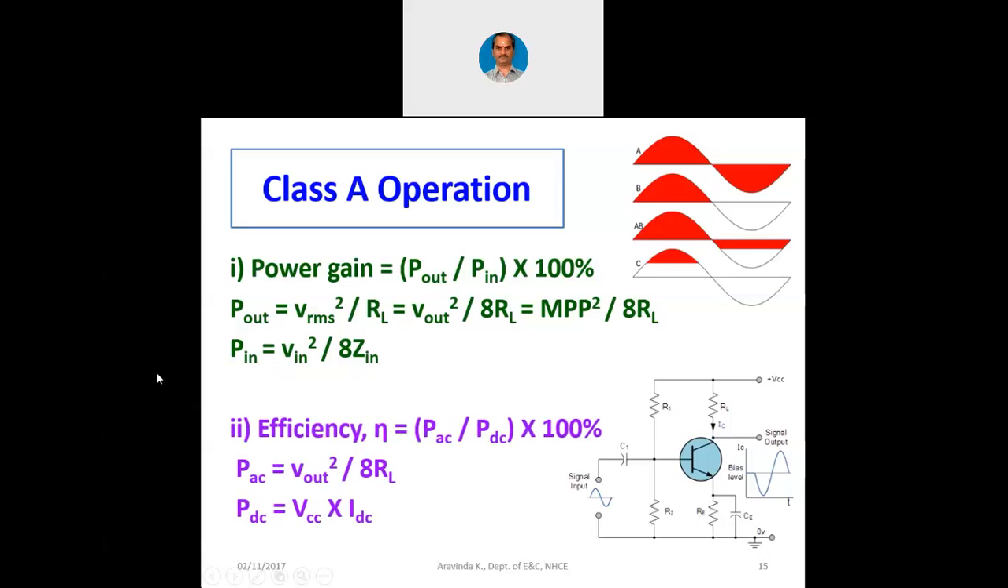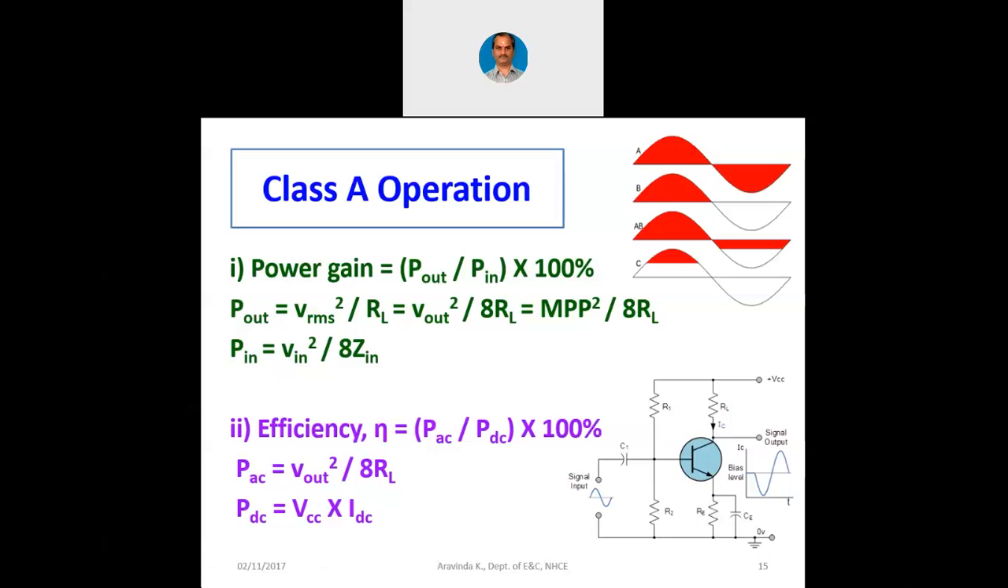Now let us see about the efficiency. That is when I told you, should we consider the DC power or not? Now for calculating efficiency, we are considering the DC power. You can see here, efficiency eta is equal to AC power by DC power. Our output is AC power, but the circuit is working in DC conditions. So now efficiency is PAC by PDC.